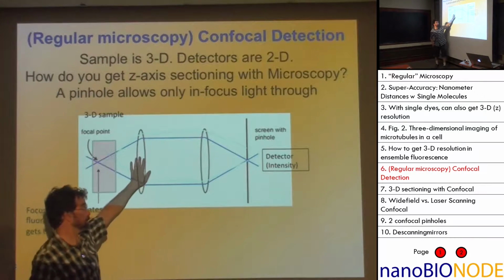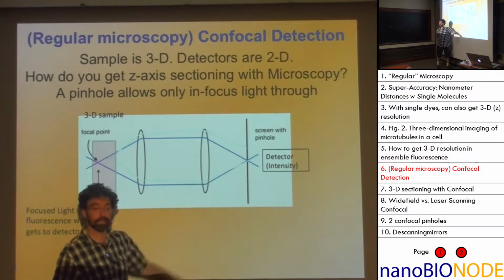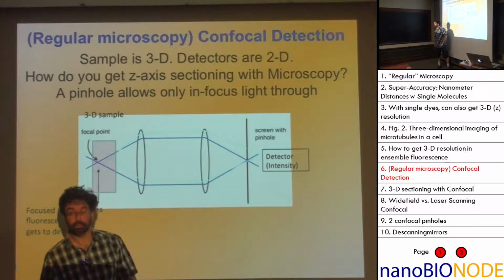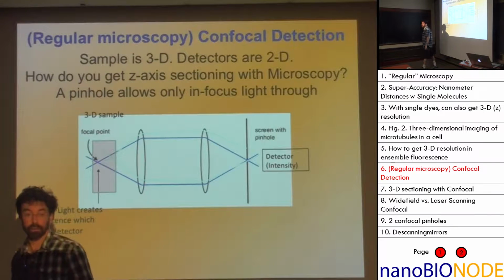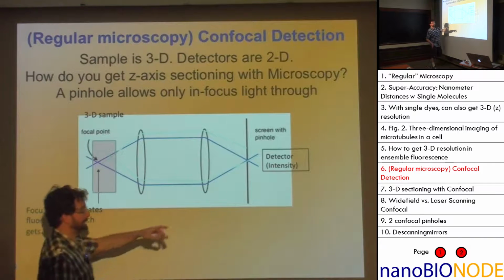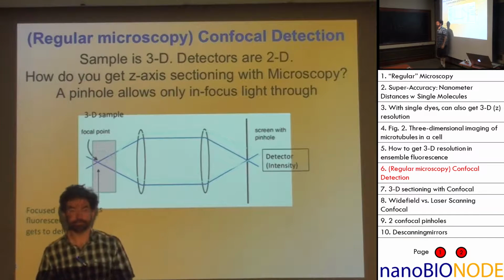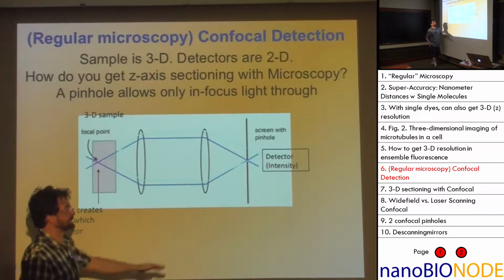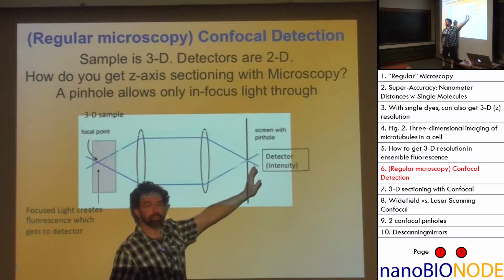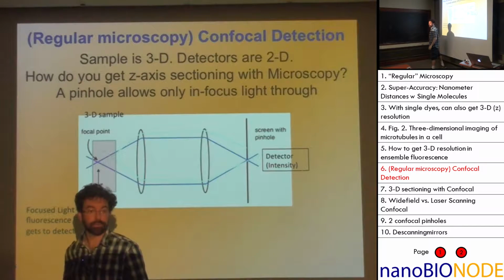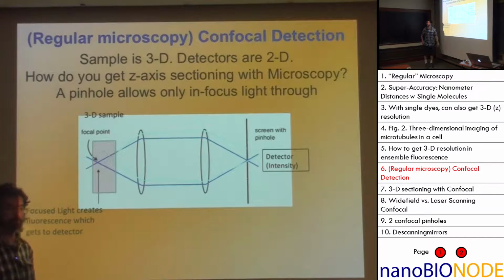Then you take the other lens. This is called the objective lens. This is called the imaging lens. You take the imaging lens and you focus it down to a point, and you have some detector. Let's say you don't have this screen with the pinhole here at first. What do you see?